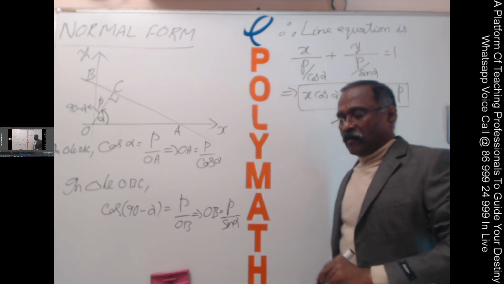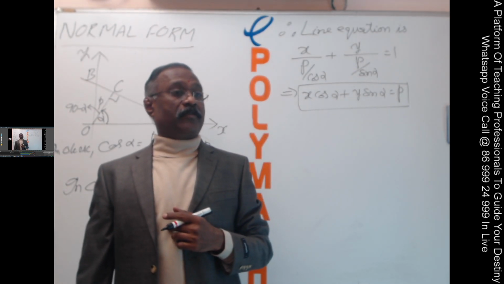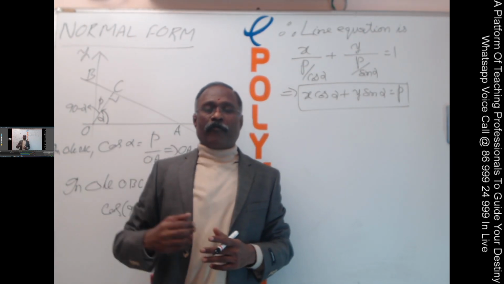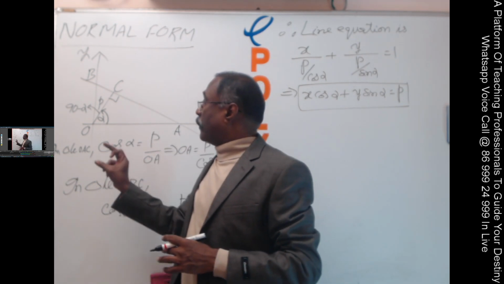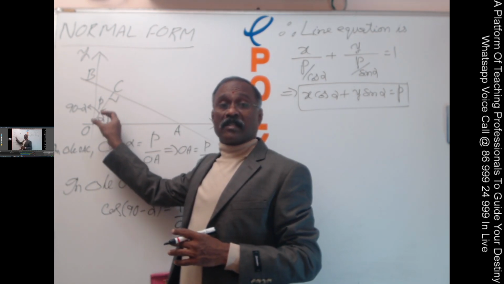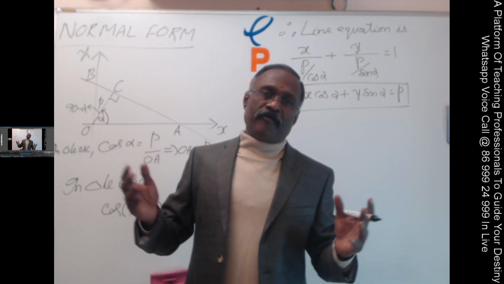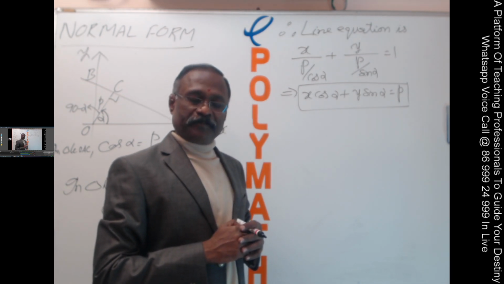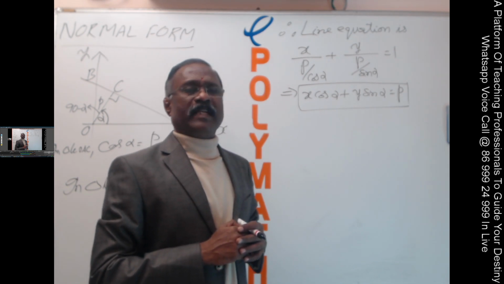X cos alpha plus y sin alpha is equal to p is the equation of the line in the normal form or perpendicular form. Why is it named normal form or perpendicular form? Because the perpendicular distance from the origin is given here. That is why it is said to be normal form or perpendicular form. X cos alpha plus y sin alpha is equal to p. Then in this case, a very important point is to be discussed.